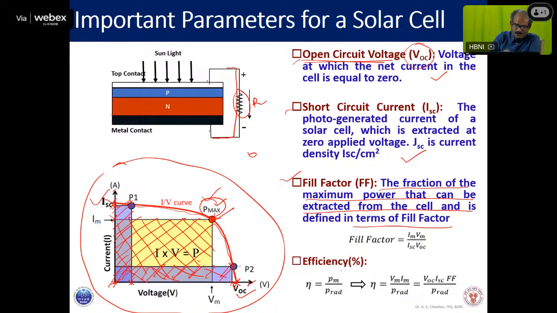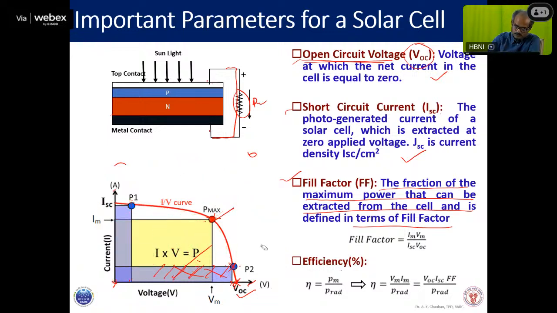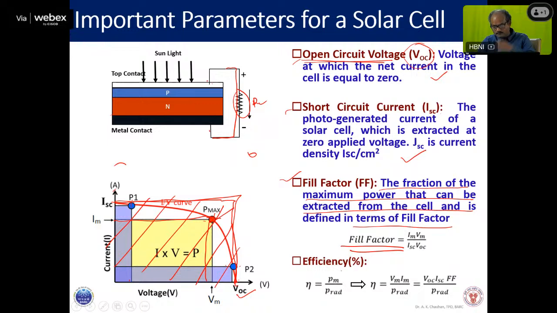In the ideal case, when I can draw somehow, which is not possible practically, at VOC I can draw ISC. So that will be the maximum, and how much will it be? It will be under this area. So it will be like ISC, so it will be this area. The ratio of this area and this area is called the fill factor.